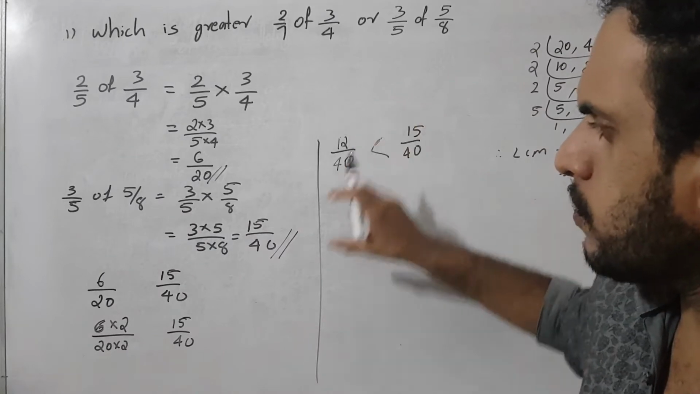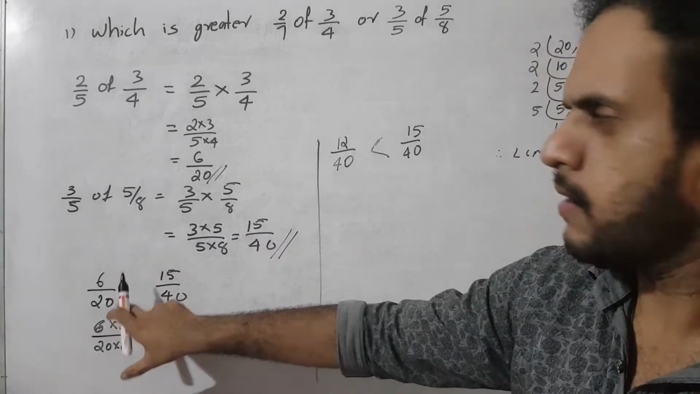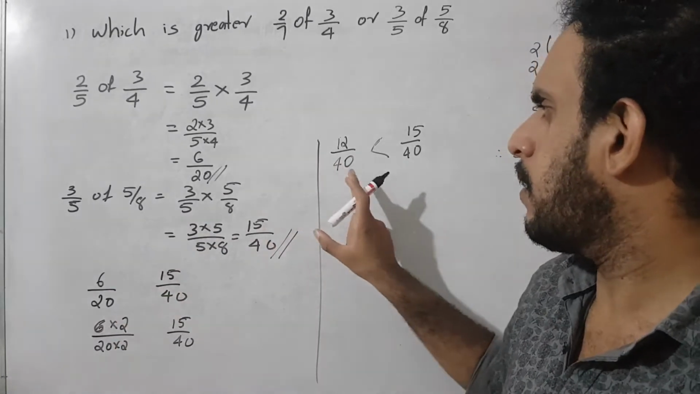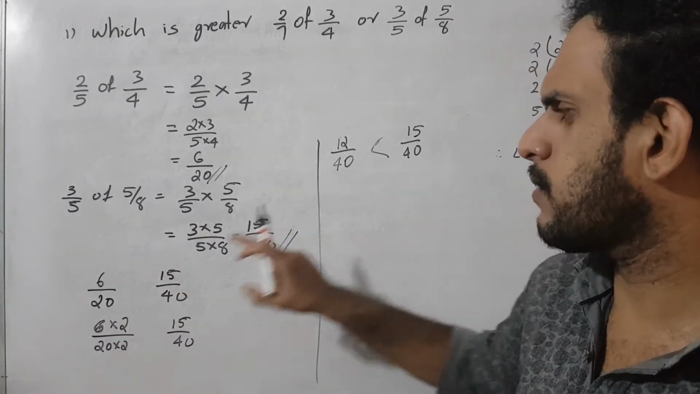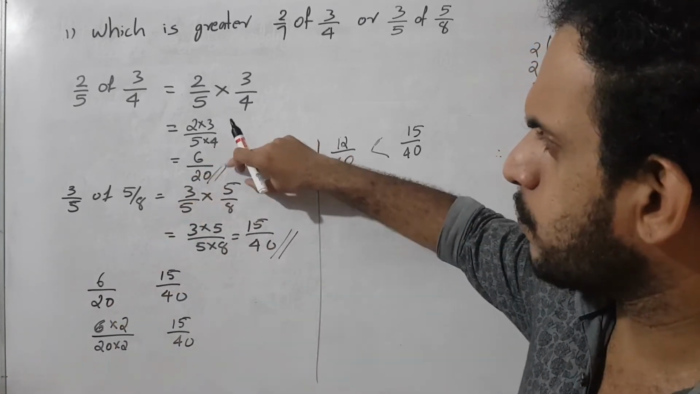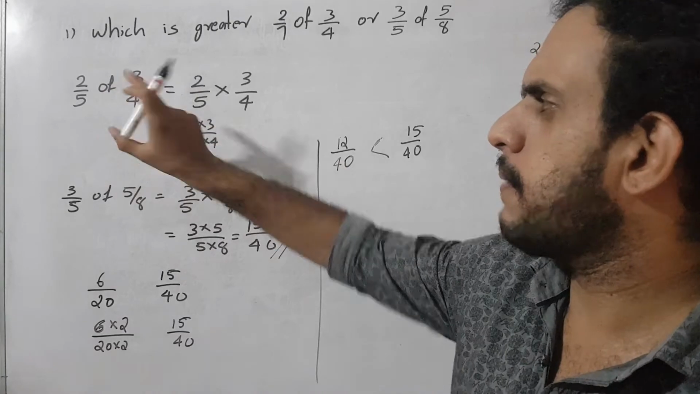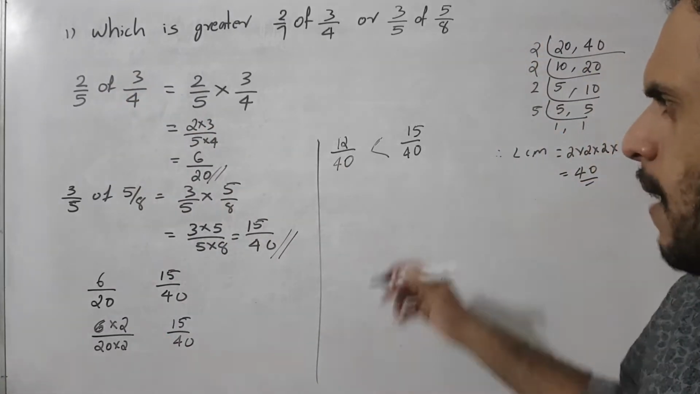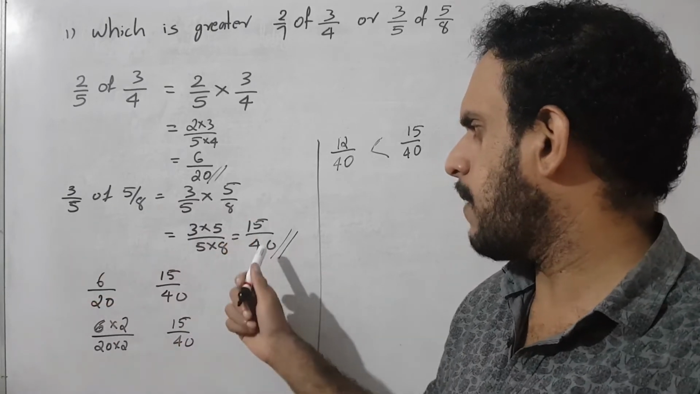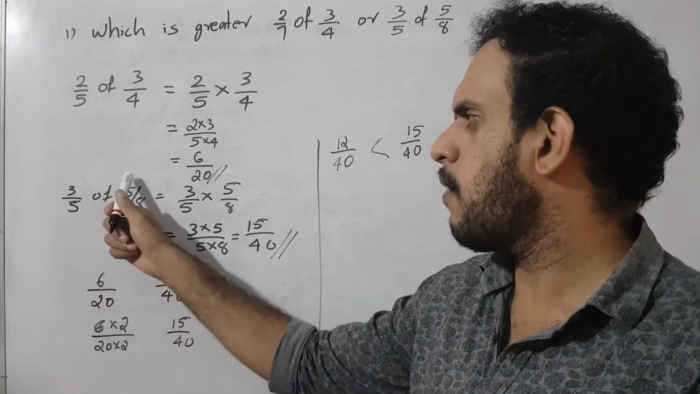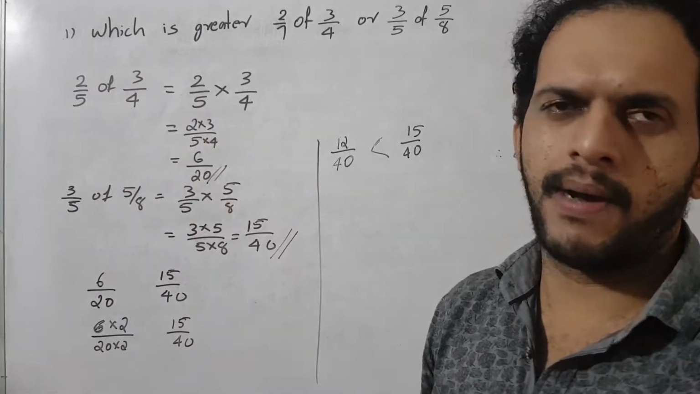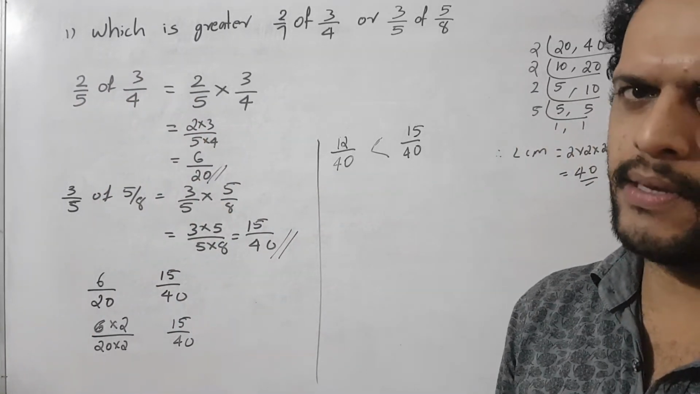So what is 12 by 40? 12 by 40 we change to 6 by 20. Correct? The equivalent fraction of 6 by 20. So what is actually 6 by 20? 6 by 20 is 2 by 5 of 3 by 4. So comparing this, what is greater? 15 by 40, which means 3 by 5 of 5 by 8, is greater than 2 by 5 of 3 by 4. Clear? I think you got it.